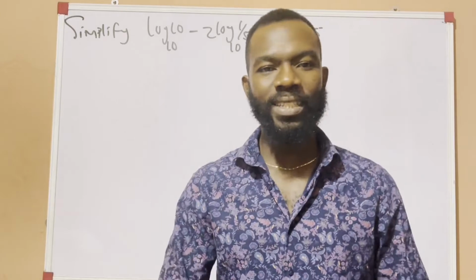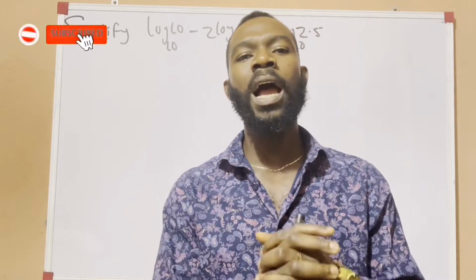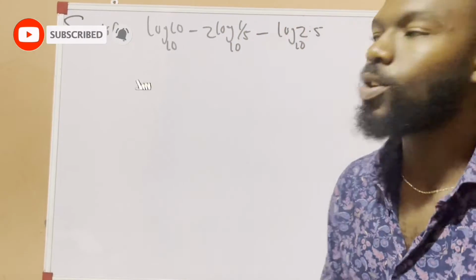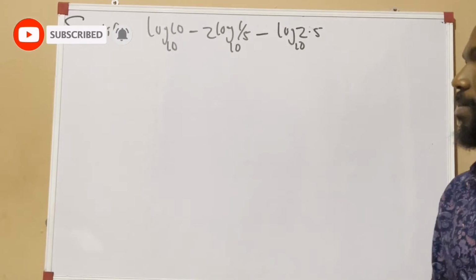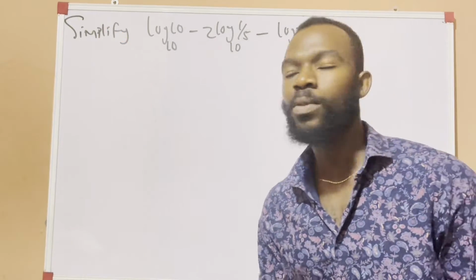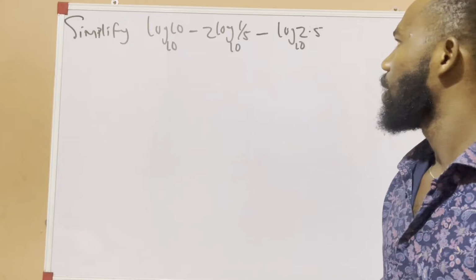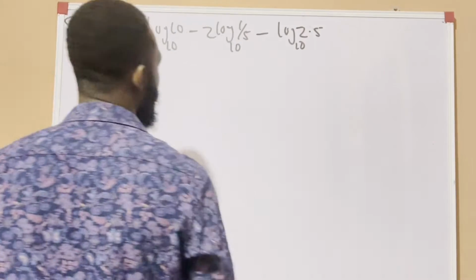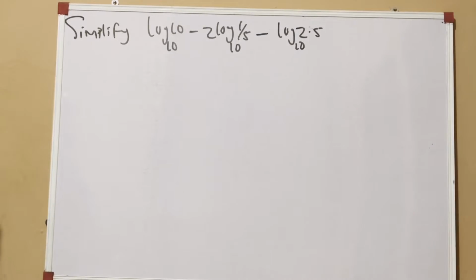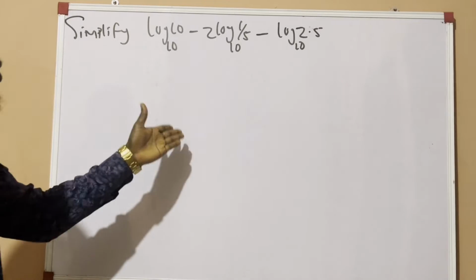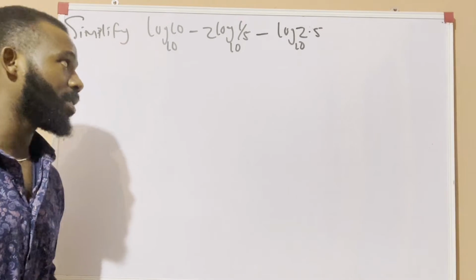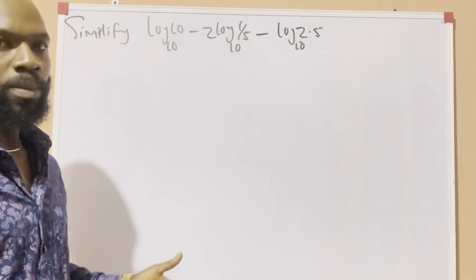It is your favorite presenter, Jeff Naido, and today we are going to be solving a question on log reading. Common log reading to be precise. Now, if you take a look at this question, we have log 10 to the base of 10 minus 2 log 1 over 5 to the base of 10 minus log 2.5 all to the base of 10.